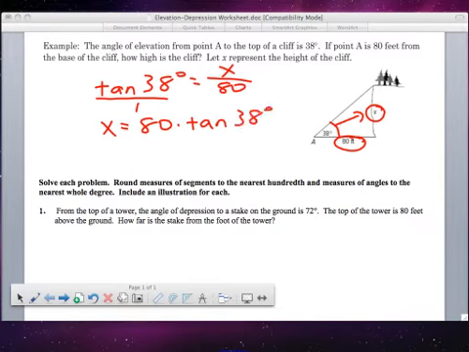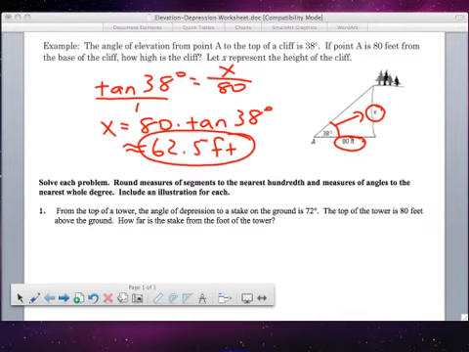Okay, and if you have a calculator, you go ahead and plug in 80 times tangent of 38, hit enter, and you should get roughly 62.5. Make sure you have units on it, feet. So the cliff is roughly 62 feet tall. All right, so that is the first angle of elevation example.